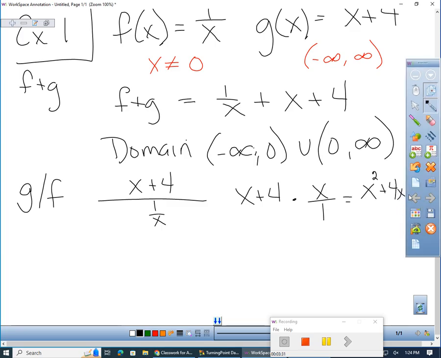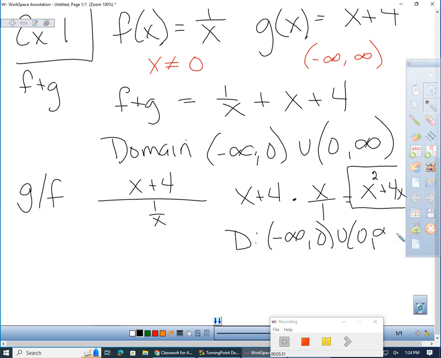So this is my composite function. My domain, however, although that says that I don't have any restrictions, I have to take into consideration the restriction when we started. So my domain here would still be negative infinity to 0, 0 to infinity.